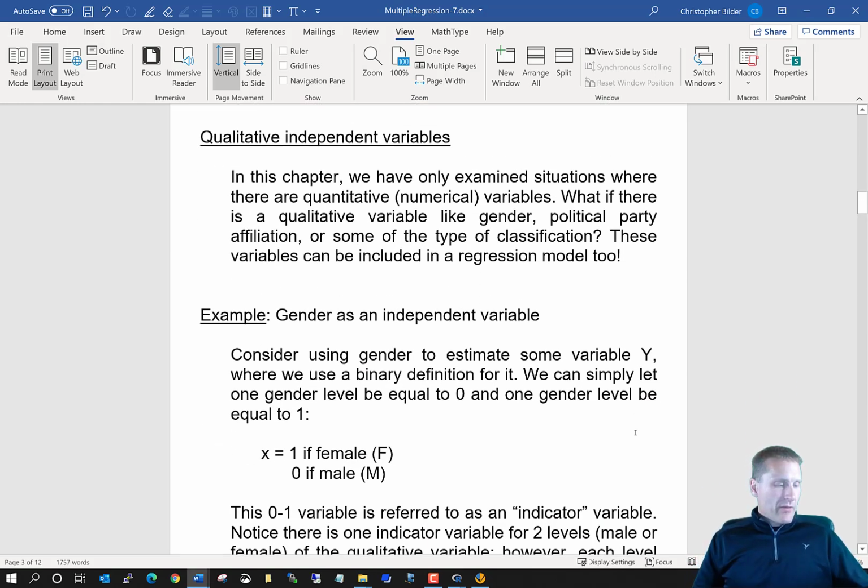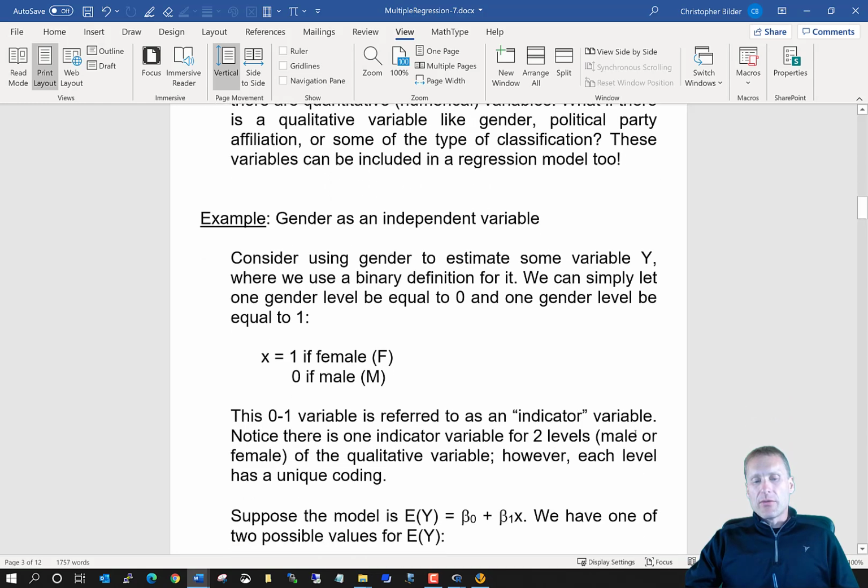Also in our model, now this is on page 3, we can include what are called qualitative independent variables. What that means is these are independent variables that are categorical in nature, such as gender, such as, let's say, political party affiliation, where one level of those categories is not necessarily greater than another level of some other category. So we have qualitative or categorical variables.